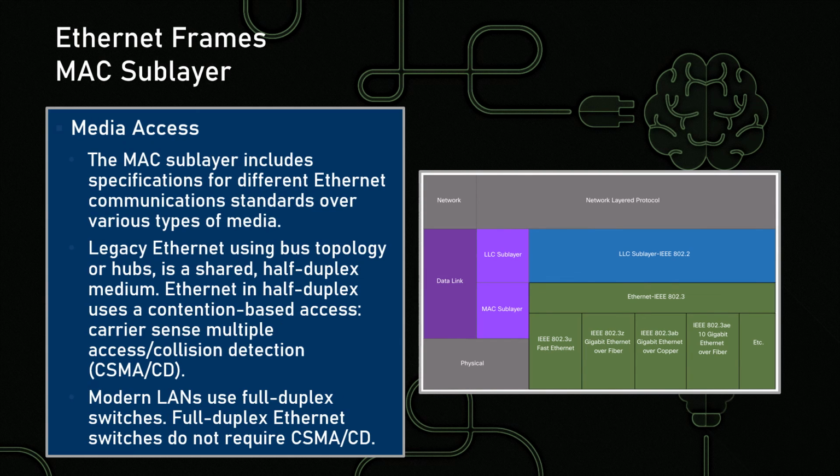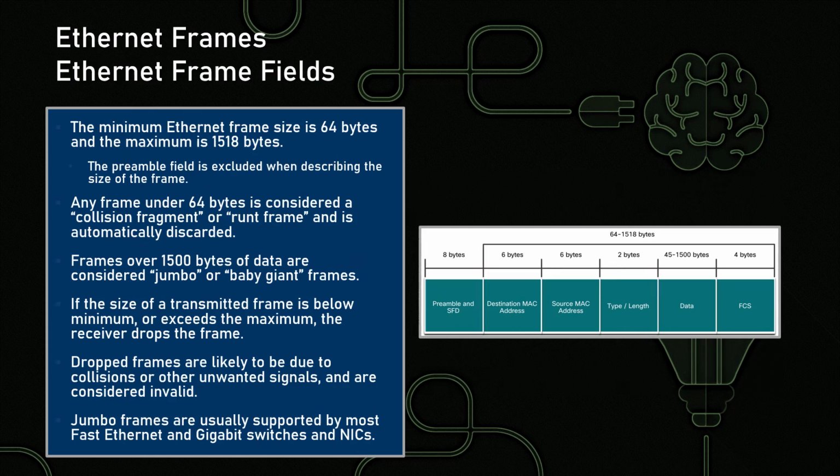So the MAC sublayer gives us a number of different specifications for things such as 802.3u, z, ab, ae. It becomes kind of an alphabet soup after a while. But the idea is the interaction between the physical layer and the MAC sublayer allows us to identify these different subcategories of Ethernet. So legacy Ethernet using bus topology is a shared half duplex medium. And then of course that deals with the contention-based access we talked about before. Modern LANs, however, have to use full duplex switches. And with full duplex switches, we do not require collision detection.